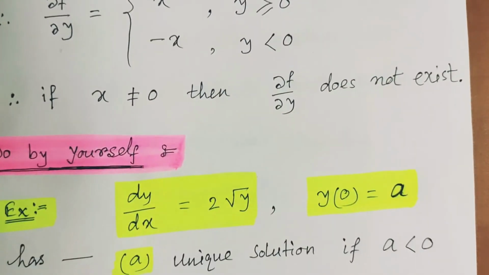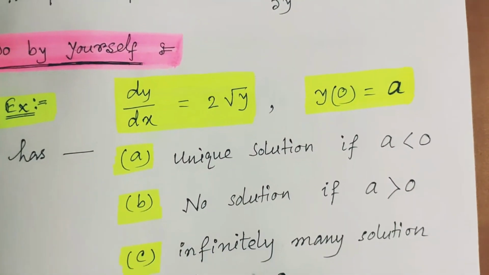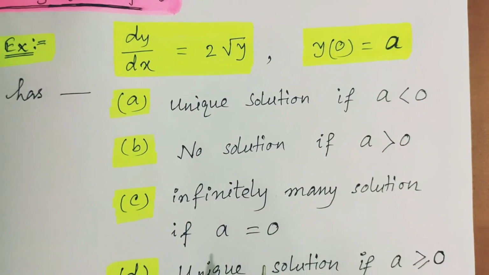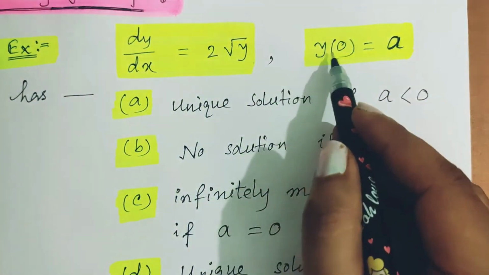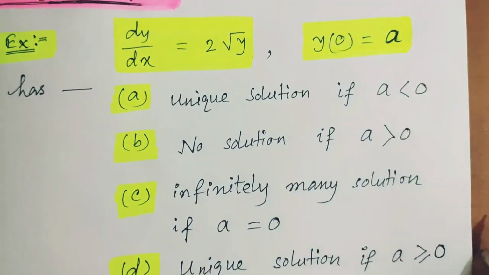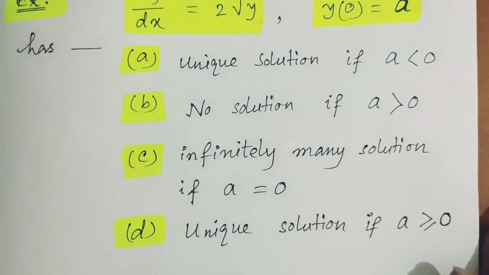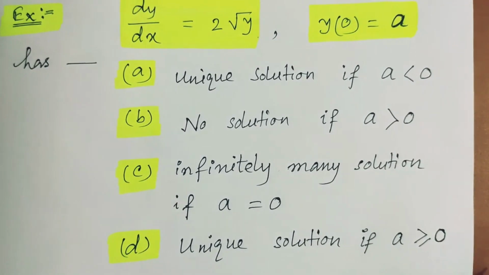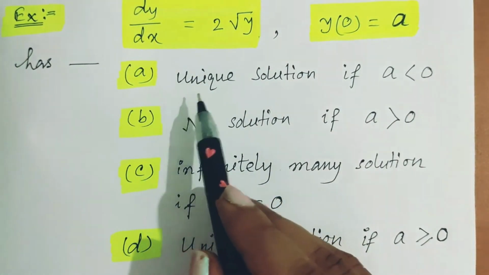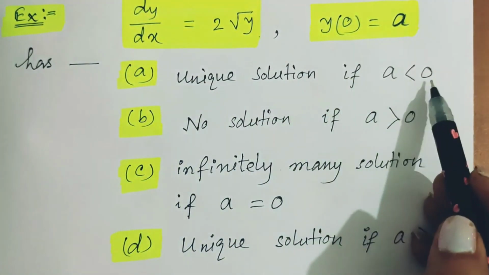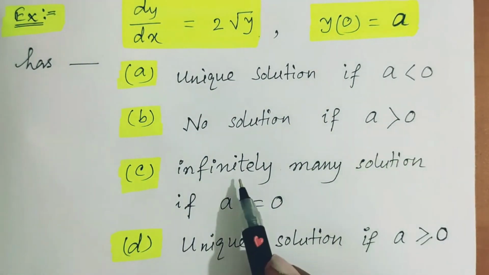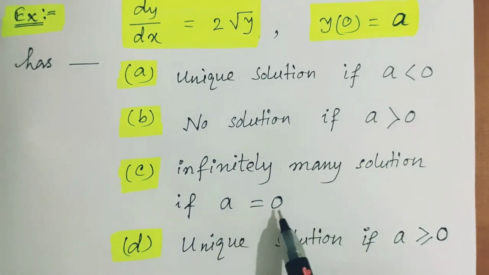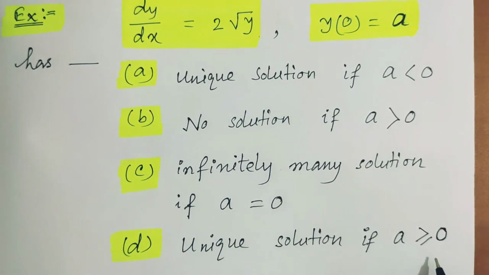Now, one question I am giving you for your reference. This is the do by yourself question. The question is dy by dx equals 2 root y, where y(0) equals a. Now, among these 4 conditions, which one is true? The first condition is unique solution if a less than 0, no solution if a greater than 0, infinitely many solutions if a equals 0, and again unique solution if a greater than or equal to 0.